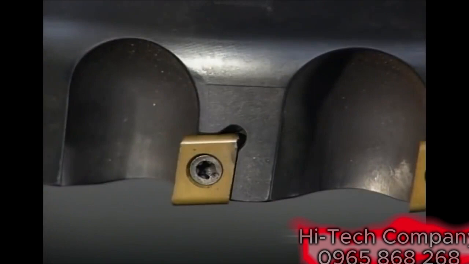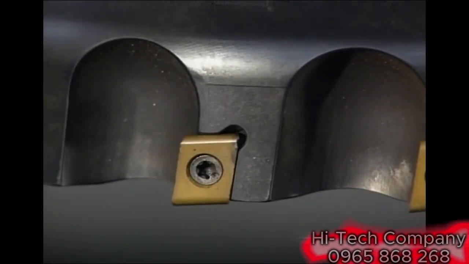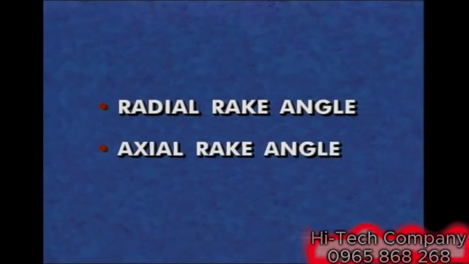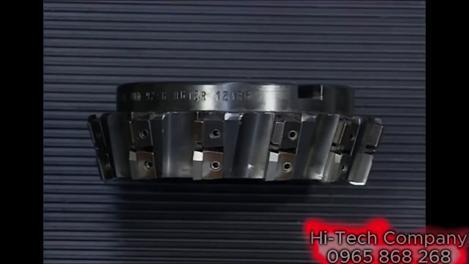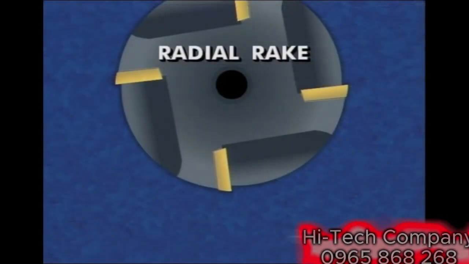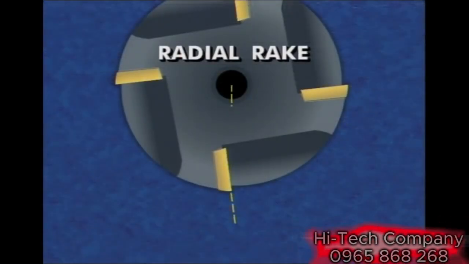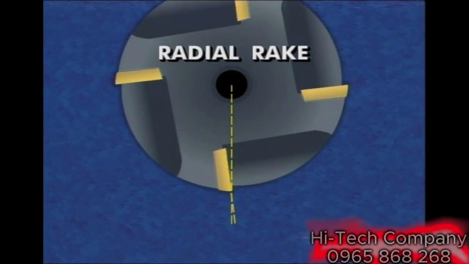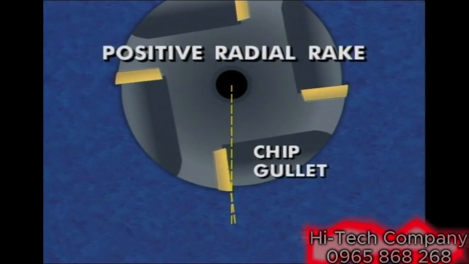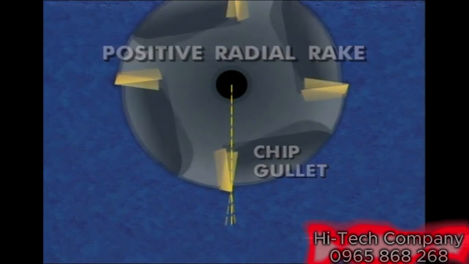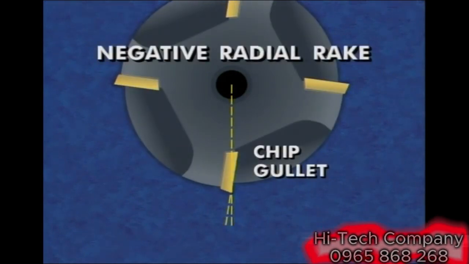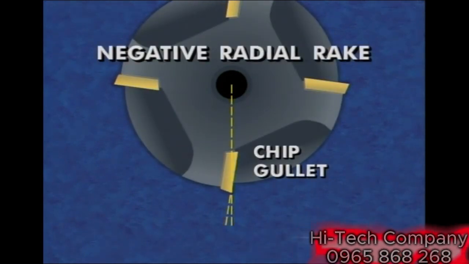Rake angles in milling cutters are determined by the cutter body and by the insert. Two rake angles, the radial rake and the axial rake, are determined by the position of the insert pockets in the cutter body. The radial rake is the angle measured between the insert face and a radial line drawn from the cutter axis to the cutting edge, hence the name radial rake. If the insert tilts toward the chip gullet, it has a positive radial rake. If the insert tilts away from the chip gullet, it has a negative radial rake.